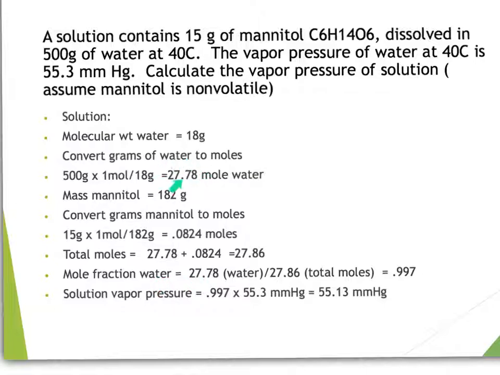The mole fraction of water would be 27.78, which is right here, divided by the total moles, which is the moles of water plus the moles of mannitol. Divided, we get 0.997. We're going to take this and multiply it times the vapor pressure, and we get an answer of 55.13 millimeters of mercury.